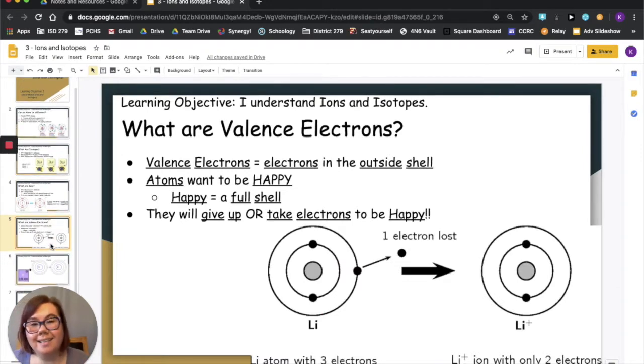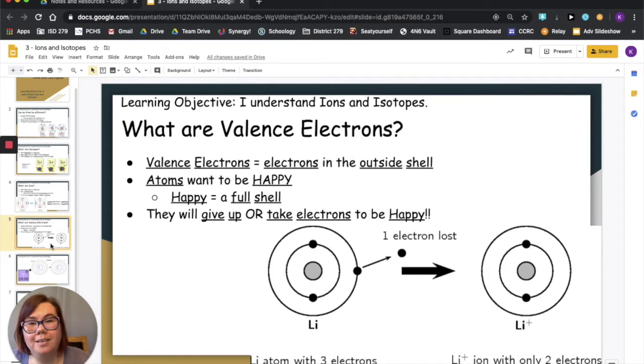Valence electrons is another vocabulary term that you're going to hear us talking about, and they will become the most important thing when we start talking about bonds in our next unit. Valence electrons just mean the electrons in the outside shell or energy level. The ones on the outside. The reason these are most important is because these are the electrons that would be doing any bonding with different atoms.